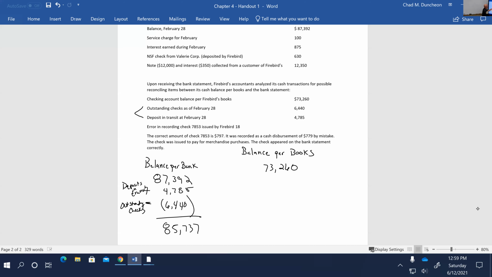So on the balance for books, okay, what did we have up here? It says interest earned during February. So if the company earned interest, we have to add that on, $875. And we would not have known about that.